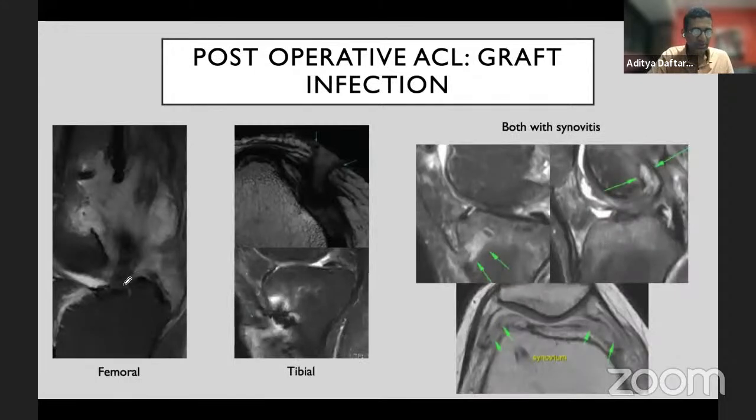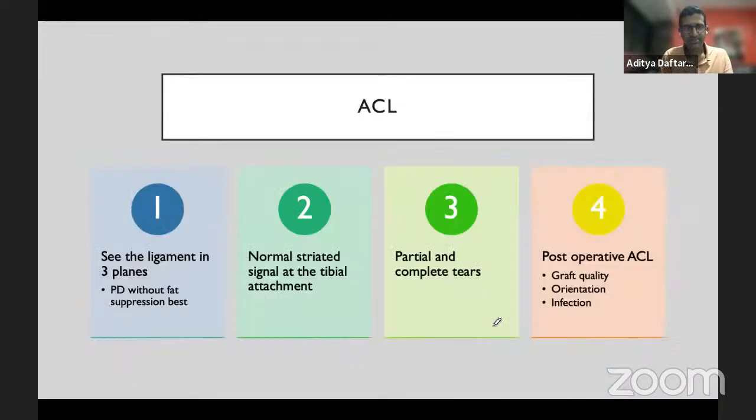Here are examples where you can see the ACL. You can see there's a big infection at the femoral attachment. Here there's infection at the tibial endobutton site, or the tibial button side, here and here. Here you can see that there is a bioscrew, and then you can see the tunnel here. Both of these tunnels have some edema in them, and there's a little bit of synovitis. So this could be a low-grade infection in progress.